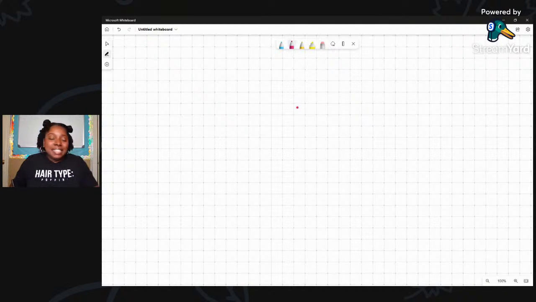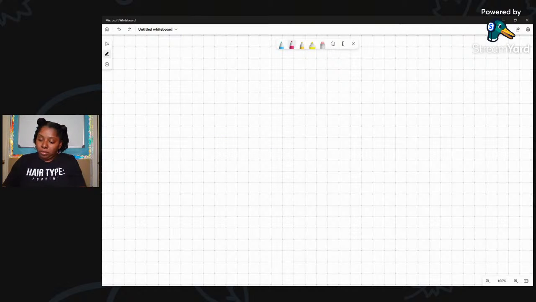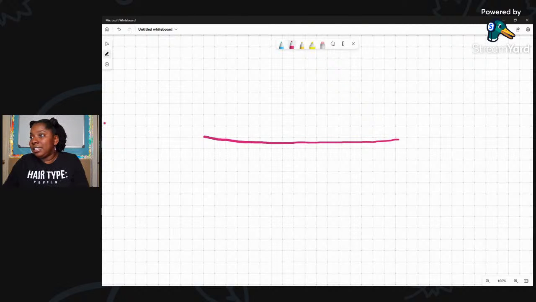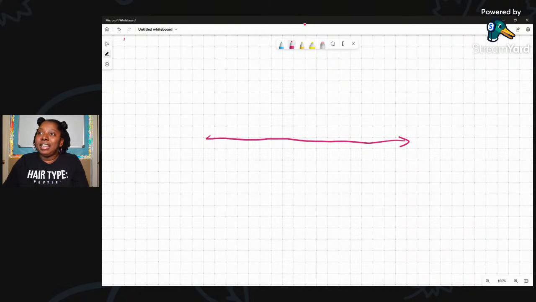There's a saying that says X to the left, Y to the sky. So the X axis goes left and right. Oh my goodness, Miss Moore, try to draw straight. I'm going to try to draw a straight line. That is not a straight line. Sorry, y'all, I'm doing my best. Okay, so this is the x-axis right here. It's a little wavy, a little funny looking, but that's okay. So that is the x-axis.